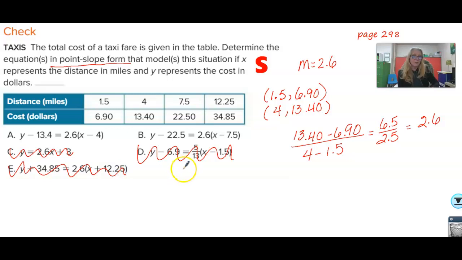But do A and B both work? Well, A uses the point 4, 13.40. They put 4, the x value, where the x goes, and they put y, 13.40, where the y goes, and they're both minus. So winner, winner, chicken dinner. But what about B? Well, B is using a different point. It doesn't matter. You can use whatever point you want. The x coordinate went where the x goes. The y coordinate goes where the y goes. They're both minus. We have another winner. So A and B were both correct equations to represent the data in this table.